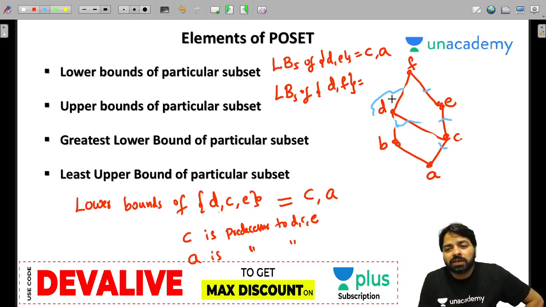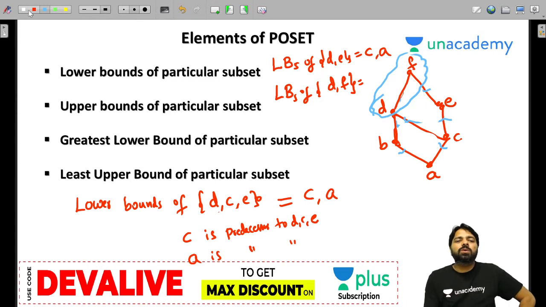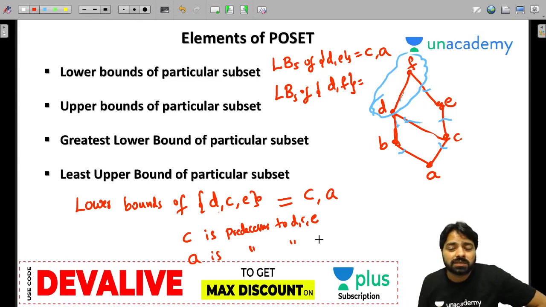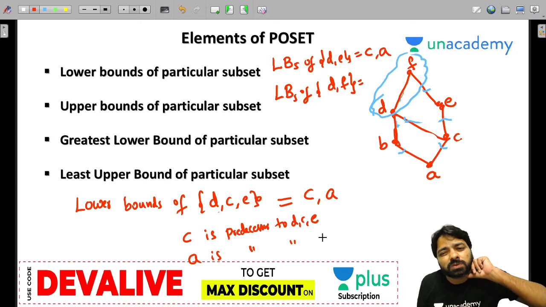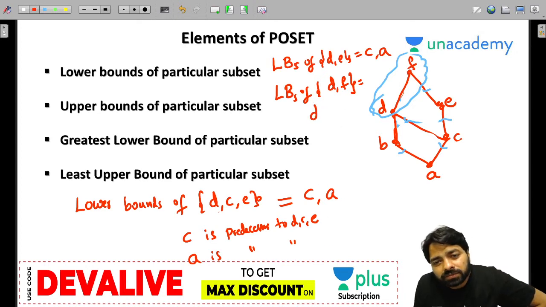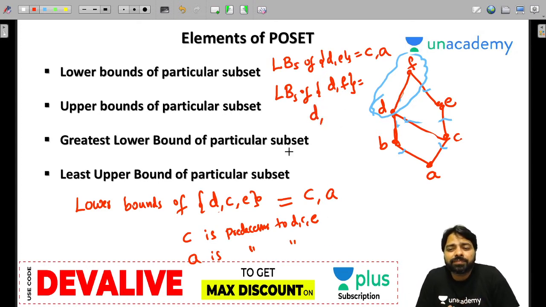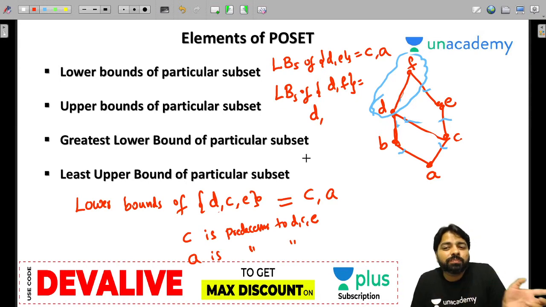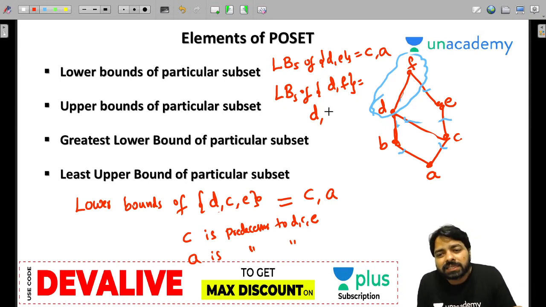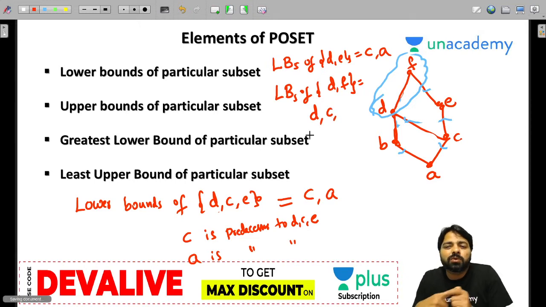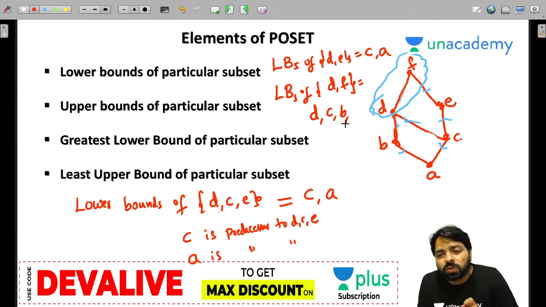Now this time you need to look at, I changed my, now this one, look at these two elements. Who are the lower bounds to these two elements? Find the element which is predecessor to both. D comes out because D is the predecessor to both of them. E is not predecessor to D, so you can't take it. But C you can take, because C is predecessor to both D and F, and B also, A also.